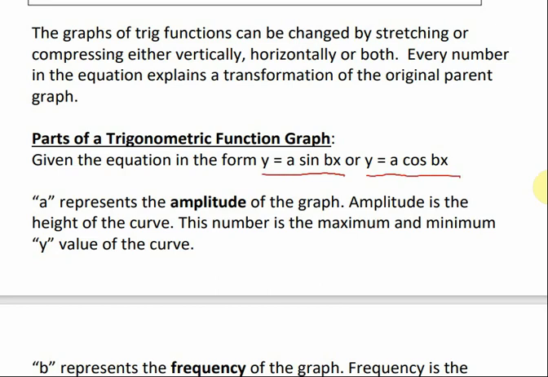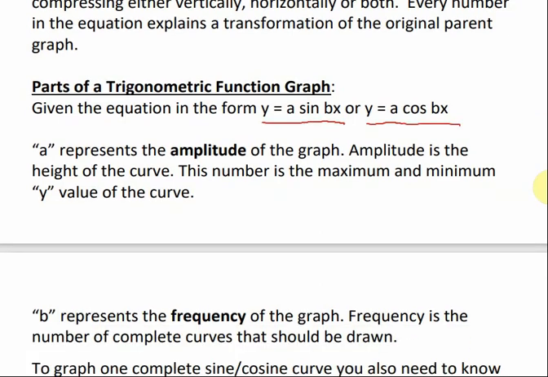Now, we're going to add some more to it a little later, but we're just starting out with a few modifications to the graph. So if our graph looks like this, a represents the amplitude of the graph, and the amplitude is just the height of the curve. So it means the maximum or the minimum, the peaks and the valleys of the curves. That's what the amplitude is.